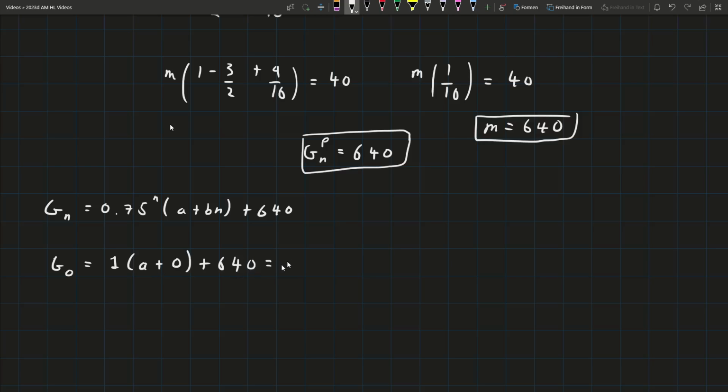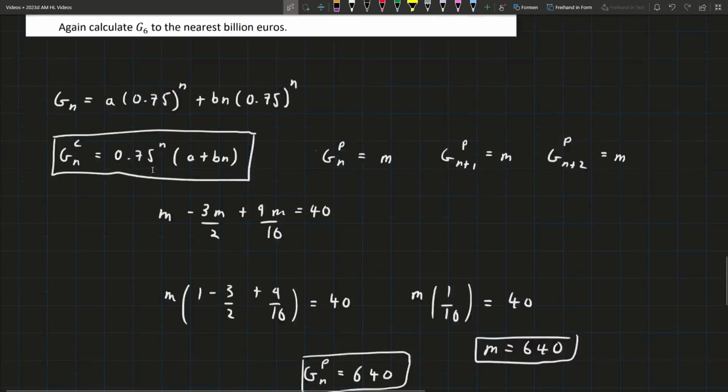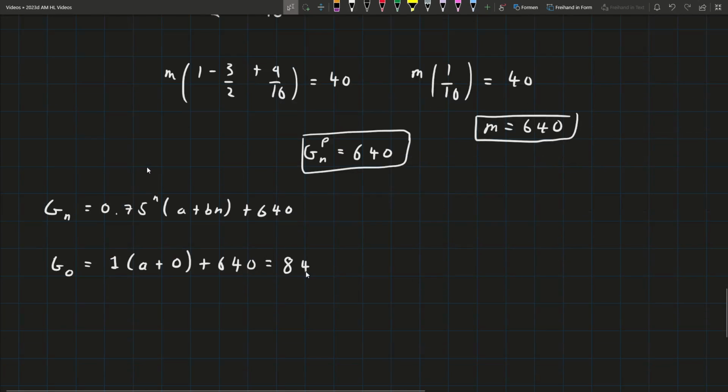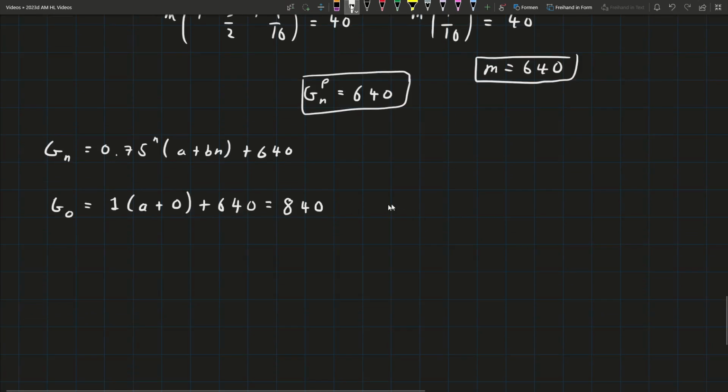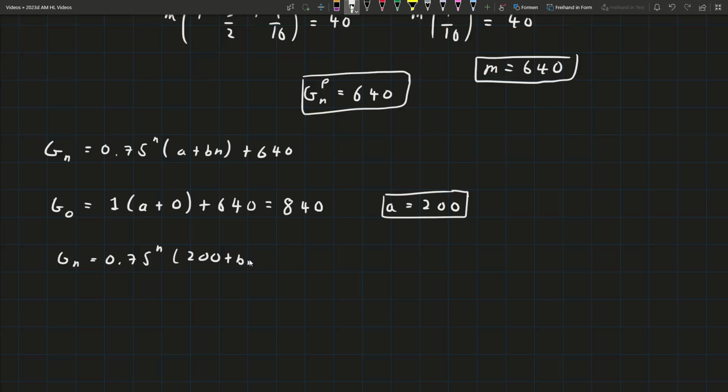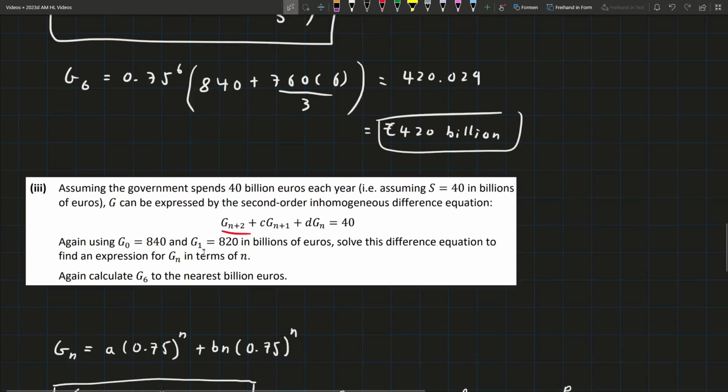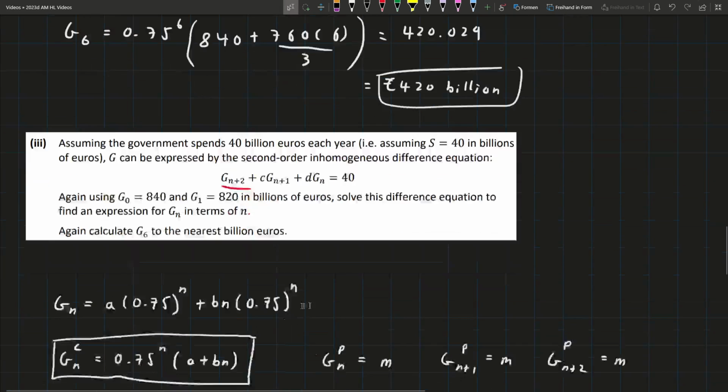And we know that G0 is equal to 840. This is why we have to recalculate a, because remember last time we just got a equals 840, but now we have to take this 640 into account. When we take away 640 on both sides, we get a equals 200. Sub that back into our original equation, and we get that Gn equals 0.75 to the power of n times (200 plus bn), plus 640. We're told that G1 is 820.